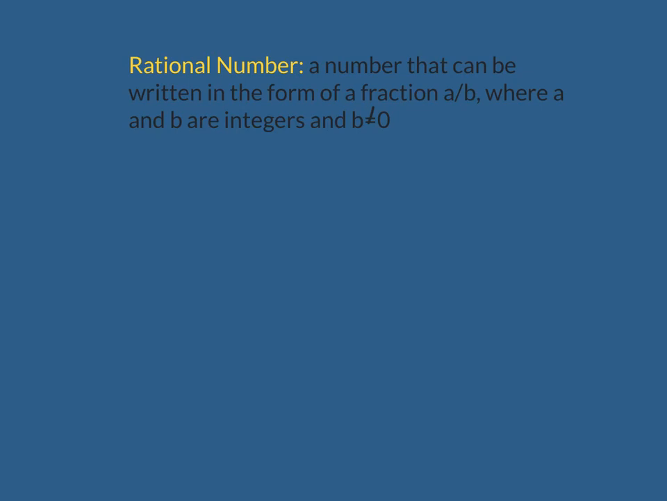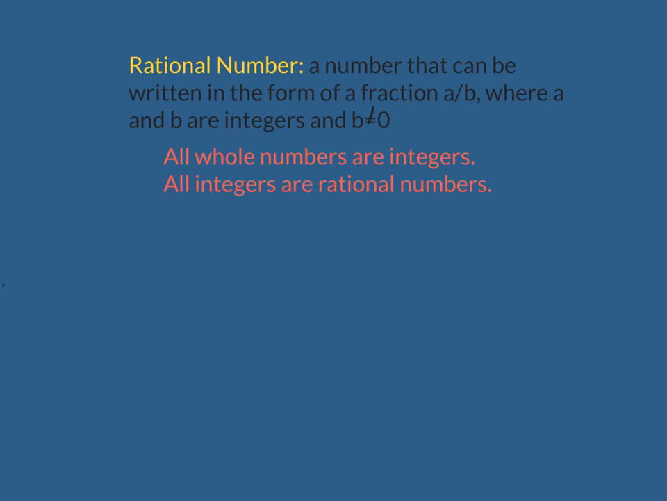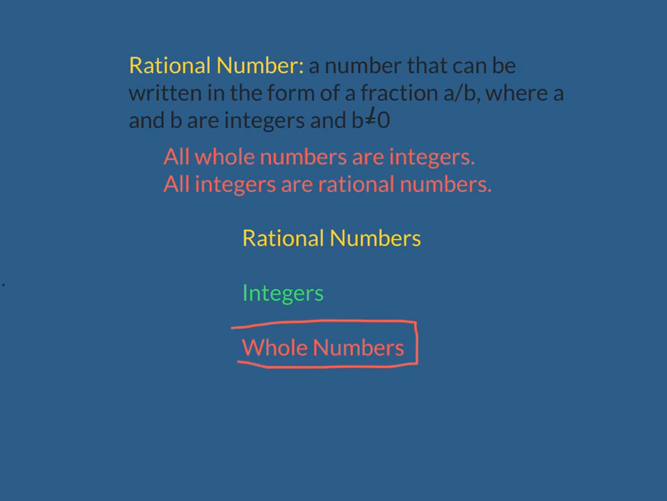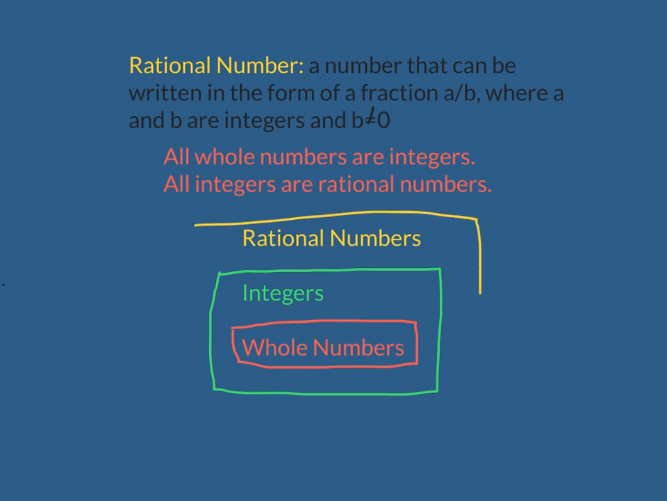Rational number. That's a number that can be written in the form of a fraction a over b, where a and b are integers and b does not equal 0. So think all whole numbers are integers and all integers are rational numbers. Okay, so think of it this way also. You have whole numbers, all whole numbers are in this box, then on the outside of that box, we have integers, which include whole numbers, and then we have rational numbers, which include both integers and whole numbers. So let's take a look at what this looks like.